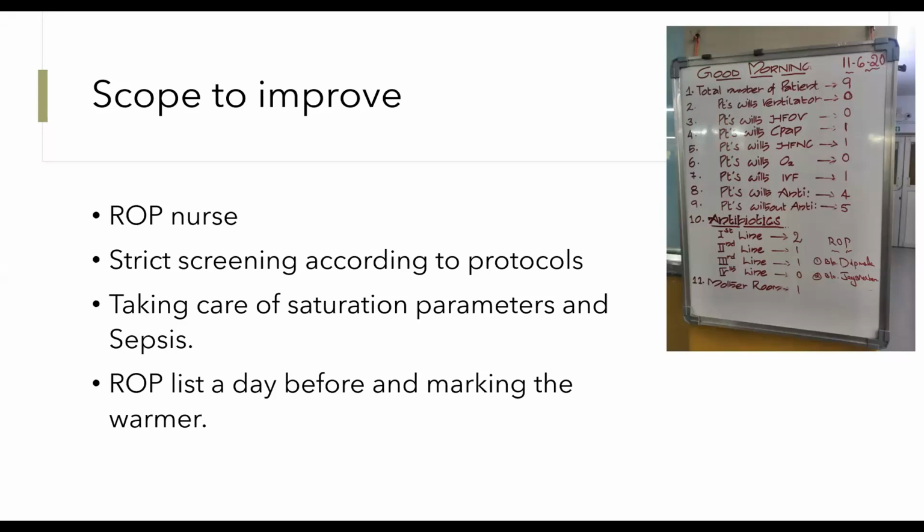Those babies who have been discharged and still need a screening, they will call up basically according to the protocols we have, that we are rightly following in the Nirmal Hospital, taking care of the saturation parameters and the sepsis, which is one of the very important parameters, and that is the reason I suppose we were able to reduce the incidence of the treatable ROP from 2018 to 2019. To make a list of the babies who need the screening, this is one of the images.